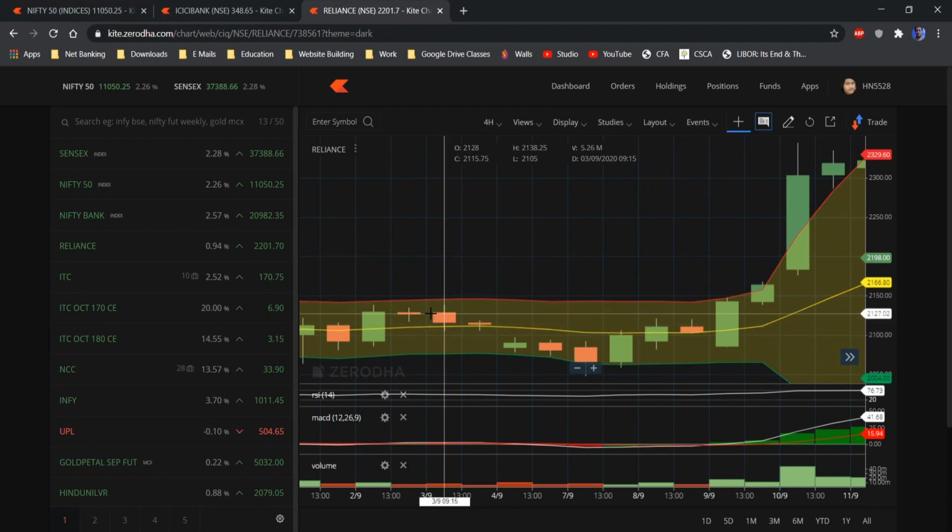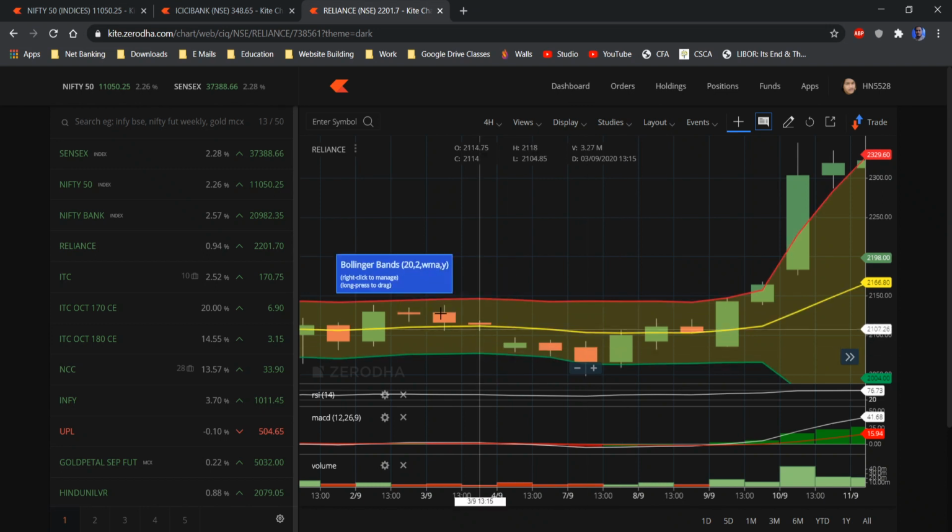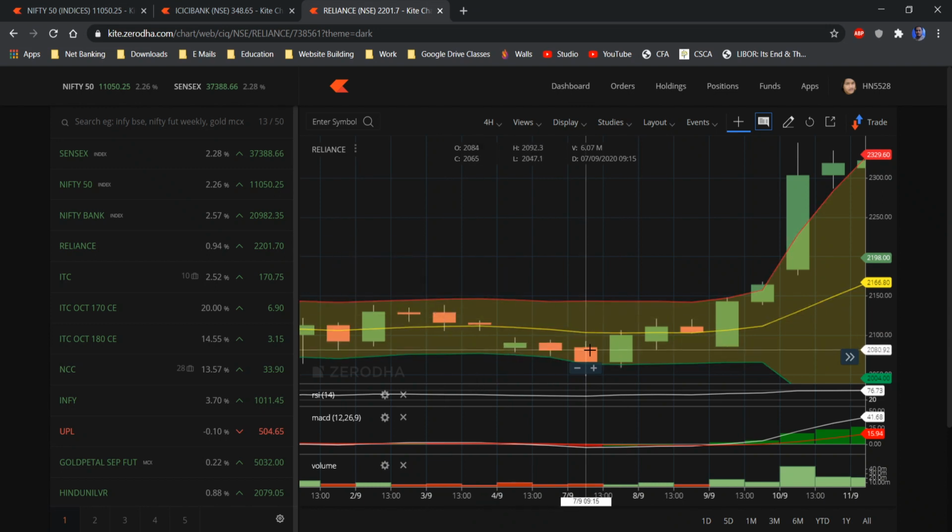You can see here, on 3rd September, it was at its highest of 2138. It came to as low as 2047. So again, that's another drop of 30-40 points in Reliance as well. Basically, when the entire market is crashing, the stocks are also crashing. This is called market risk.